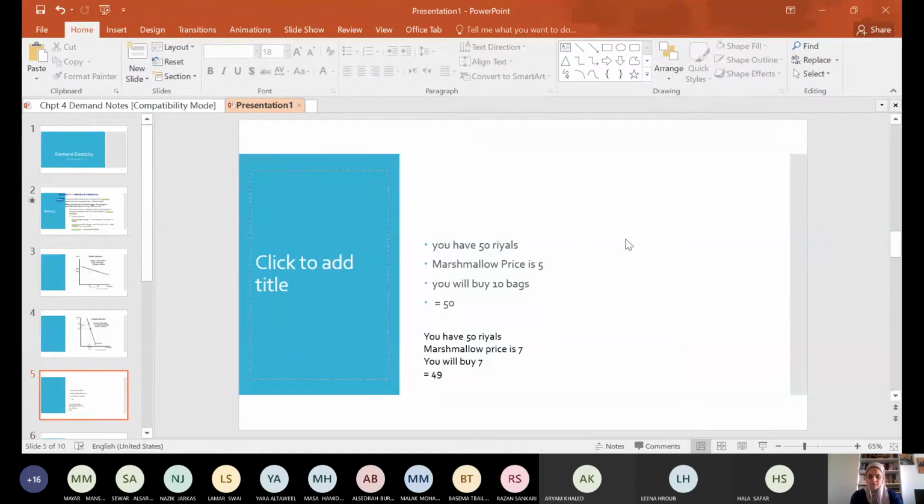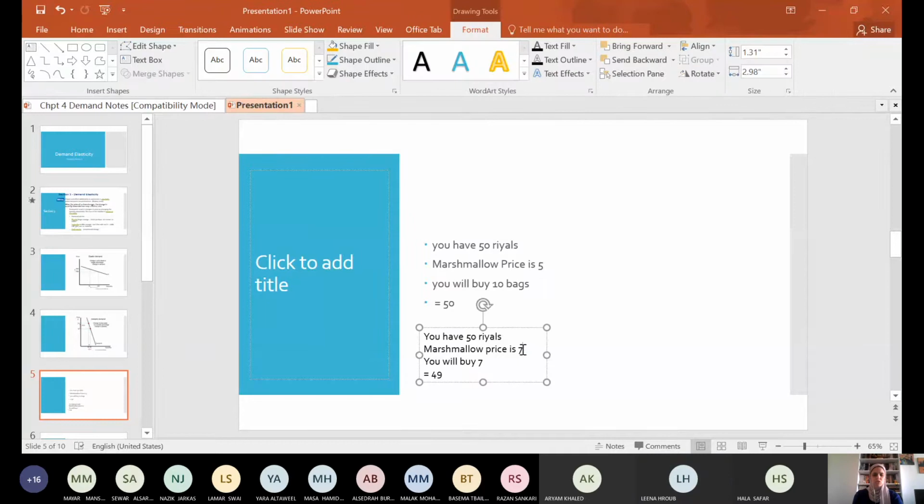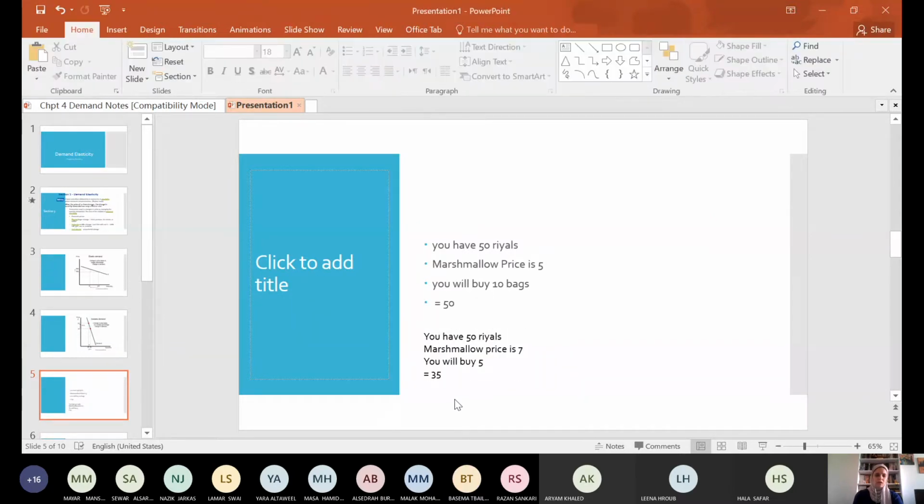You agree or not? Yes, I agree. Because people will buy less. I don't have enough money, so I will buy less. Or maybe another customer will feel angry. Why did you raise the price? I will not buy 7. I will only buy 3. Does it happen or not? Yes, it happens. So for example, if you got angry that he increased the price, you have 50 riyals, you will not buy 7, you will buy 5 only. So you will pay how much? 35. So he lost.